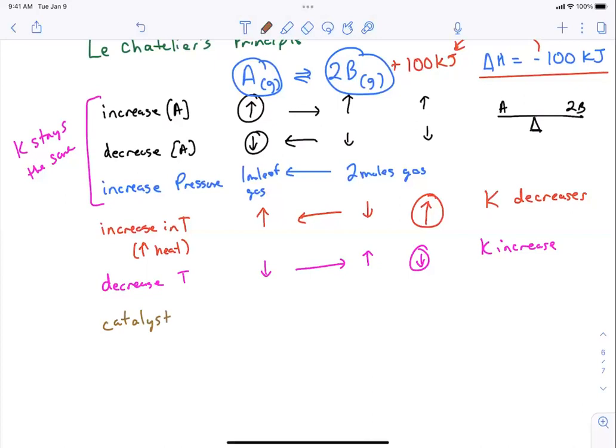If you have a catalyst, what is its effect on equilibrium? Nothing. It just helps it get there faster, but it doesn't affect how much of a reactant or product you will get. So that's a big one here. No effect on equilibrium, and no effect on K either.